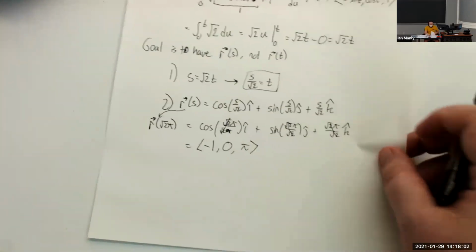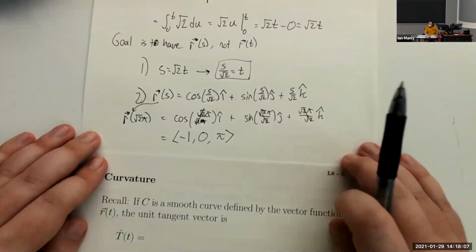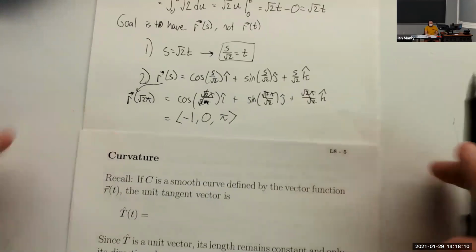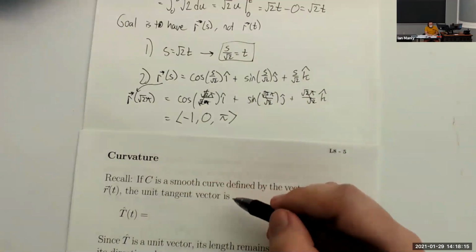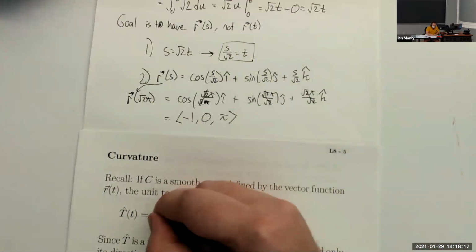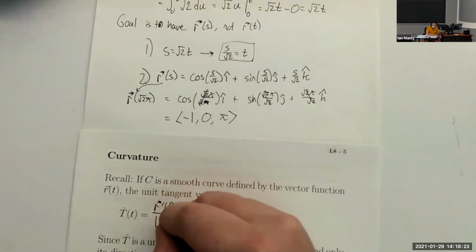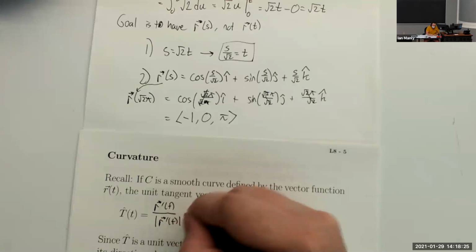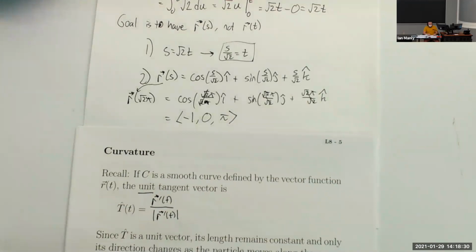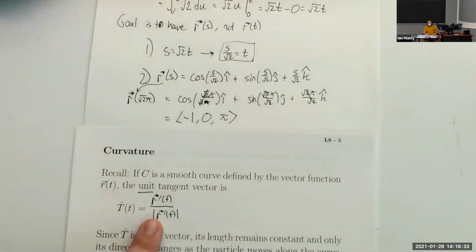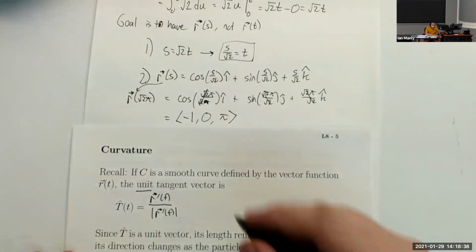All right, so that's enough about arc length. That's what we could do with arc length. Now I'm going to talk about curvature right here. So if C is a smooth curve defined by the vector function r of t, then the unit tangent vector is the following. We have r prime of t divided by the magnitude of r prime of t. And remember, this is the unit tangent vector. So what's the magnitude of this vector going to be? It's 1, right? Anytime something's called a unit vector, remember, it's going to have magnitude 1.